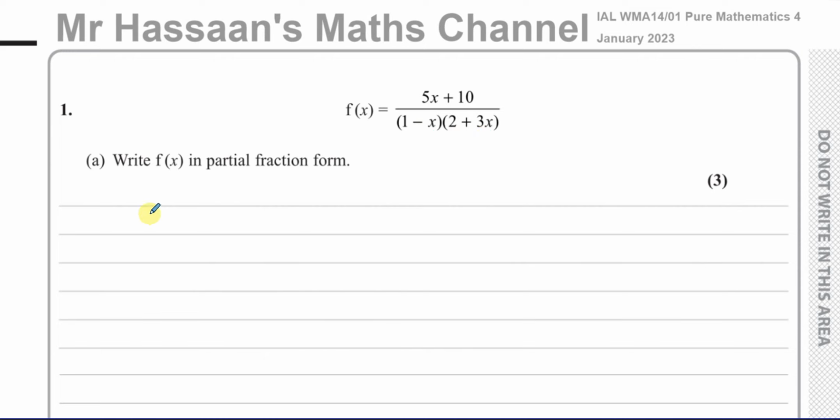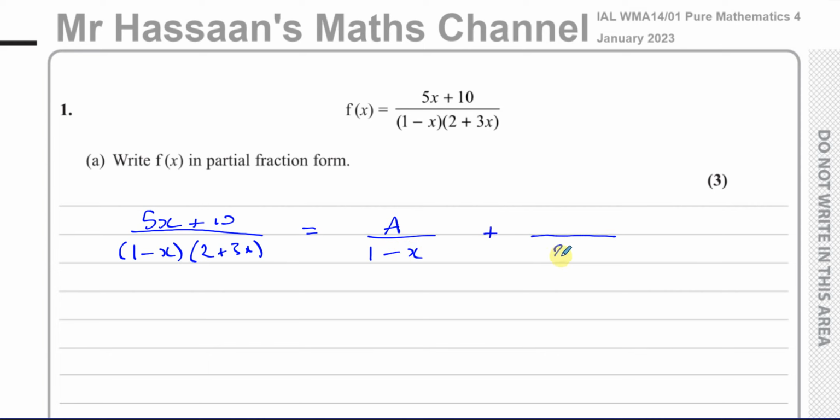So what we do is we take this, 5x plus 10 over 1 minus x times 2 plus 3x, and we write it in the form it would be as if we were adding the two fractions together. When adding two fractions, we would multiply the denominators to find the LCM. So one would be 1 minus x, and the other would be 2 plus 3x. And what we have to find is what those numerators were, such that this becomes 5x plus 10.